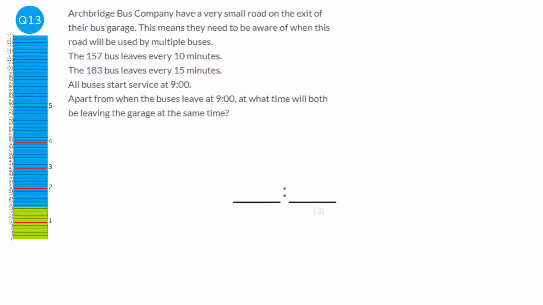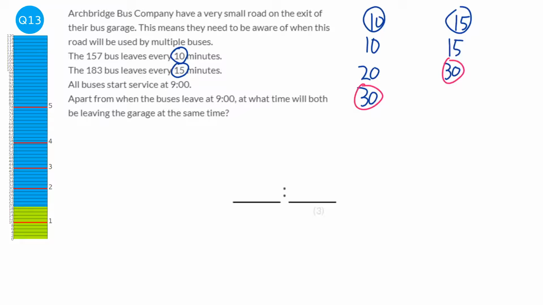To answer this question, we basically need to find the lowest common multiple of the 10 minutes here and the 15 minutes here. So we're going to start off just by doing the 10 and 15 times table, so it'd be 10, 20, 30, and 15 times table with 15 and 30. So the lowest common multiple is 30.